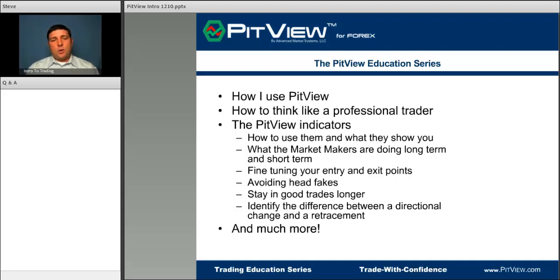Identifying the difference between a directional change and a retracement. Essentially, what is a move that has some oomph behind it, that is being backed by the major liquidity providers, and what could just be a slight retracement of the bigger move? Being able to identify just those two things is extremely important in trading. And of course, we're going to go through much more as we go through the education series on how to implement PitView in your own personal trading.